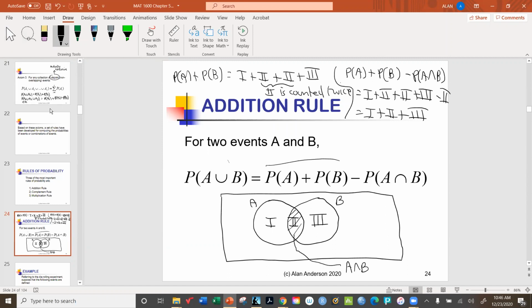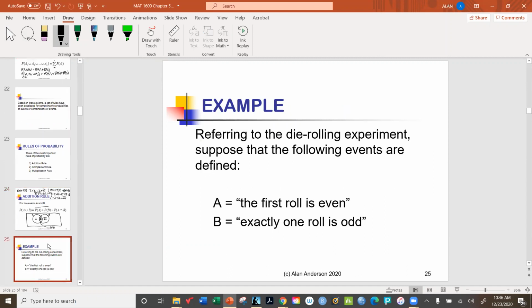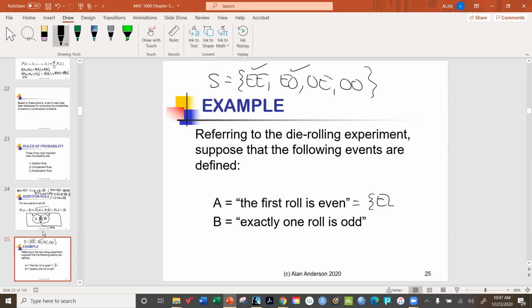All right, so let's look at some cases here. Based on the die rolling experiment, remember S equals EE, EO, OE, and OO. A represents the event that the first roll is even. That would be this case and this case. B is the event that exactly one roll is odd. That would be this case and this case.